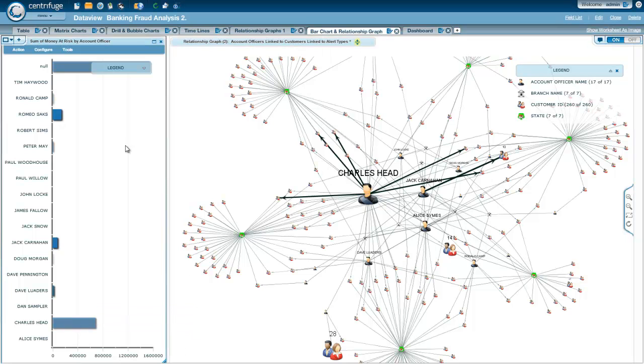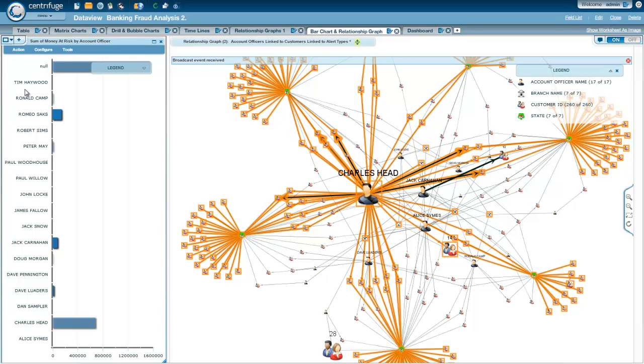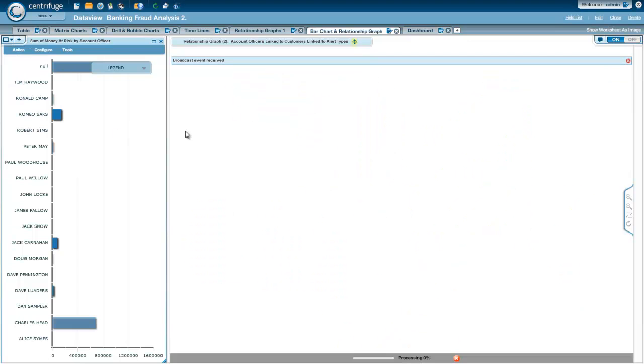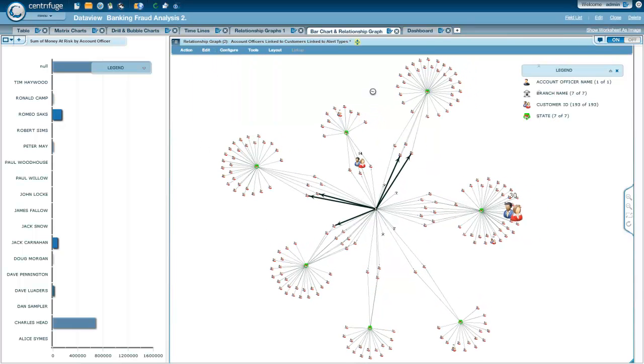So what we can do now is we can go ahead and broadcast data about this individual as a selection over to the graph on the right, and you'll notice we can analyze in context. We're maintaining the rest of the graph as part of that. Okay, so that's a little bit about Centrifuge 2.5. In this case, all we did was we broadcast it as a filter, and we removed most of the rest of the graph. We're only looking at and focusing our investigation on Charles Head and everything that he's linked to.